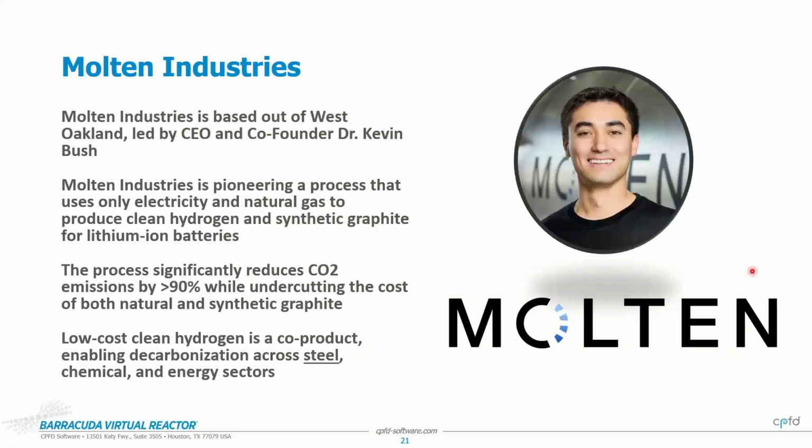The process significantly reduces CO2 emissions and is able to produce graphite at low cost. But one of the co-products of this process is clean hydrogen at low cost. And so we see a lot of decarbonization potential in downstream sectors like steel, chemical, and energy sectors.